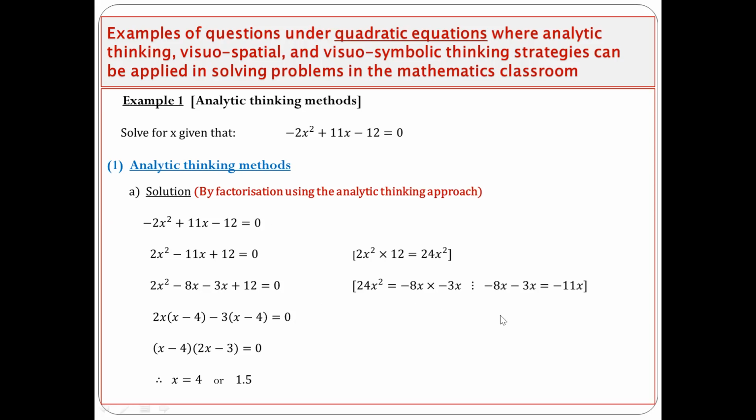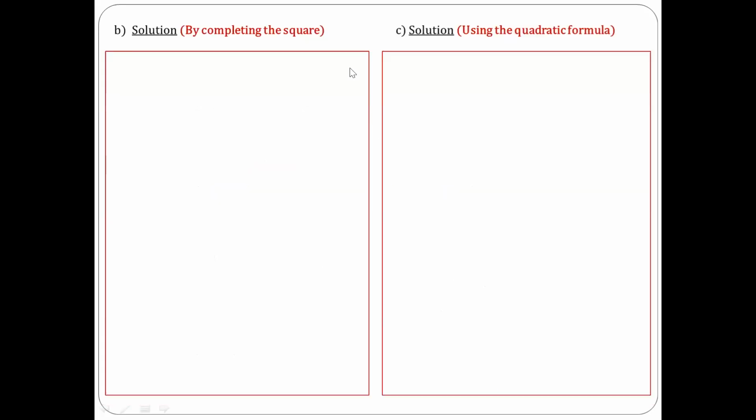So here we have 5 steps, and this is one of the analytic thinking methods to solve the equation, which is A. Then the other methods, B and C, are completing the square, and the quadratic formula. All these 3 are under the analytic thinking methods. Let us look at B. Let us quickly look at that because we are all familiar with it.